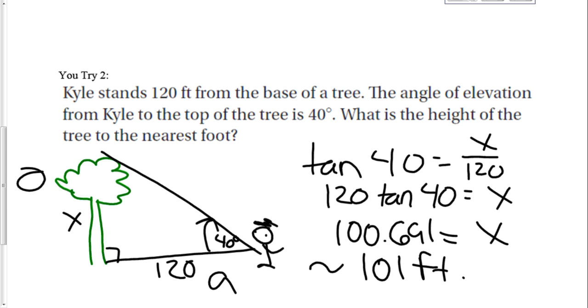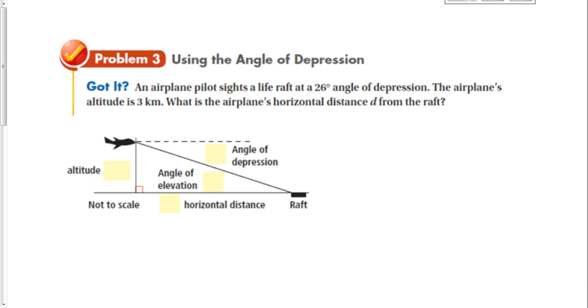All right, next page. Let's talk angle of depression. Okay, an airplane pilot sights a life raft at a 26-degree angle of depression. The airplane's altitude is 3 kilometers. What's the airplane's horizontal distance from the raft? So our angle of depression is 26, because here is the horizontal line. It's going down. The altitude is 3. We are finding the horizontal distance.